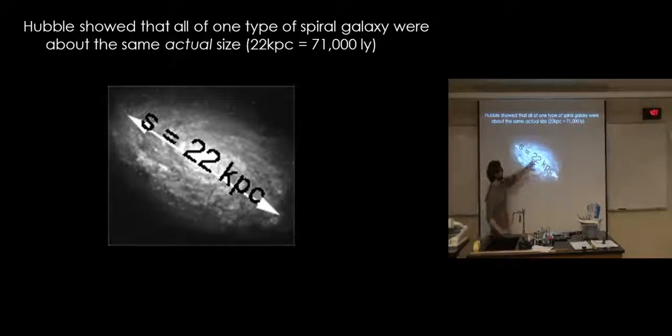I don't think this is Hubble's original measurement. These were all wrong by a factor of 2 because of dust, but I think it's pretty modern. So spiral galaxies, most of the stars of a particular type are contained within about 71,000 light years. You guys aren't cheering? Okay.